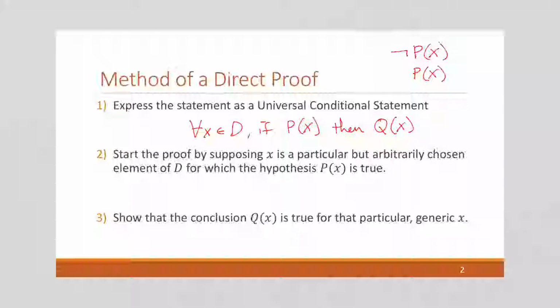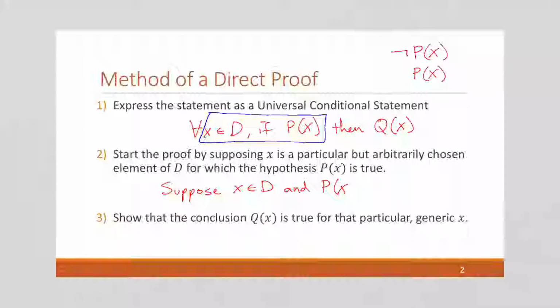I want to start the proof by supposing x is a particular but arbitrarily chosen element of D, for which the hypothesis p of x is true. Again, that's supposing this first part here. Suppose x is in our domain and p of x is true. And then I want to conclude by demonstrating that q of x is true. Deduce or demonstrate q of x.